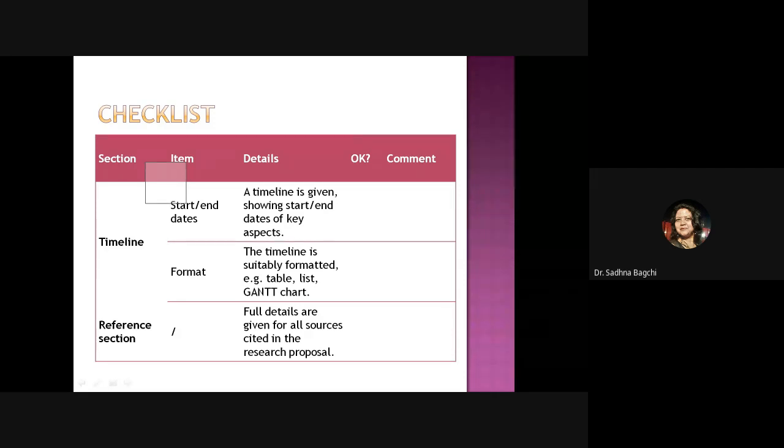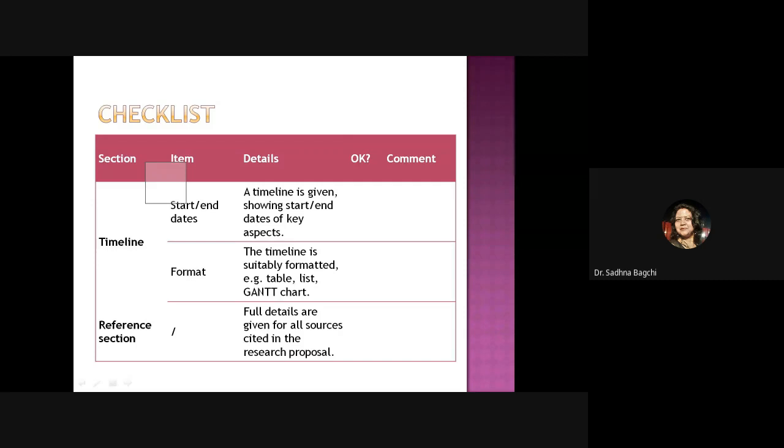Format: the timeline is suitably formatted, for example as a table, list, or Gantt chart. You can show your timeline in a Gantt chart, showing where you are going to start and when. Tables and lists should all be mentioned in the format.